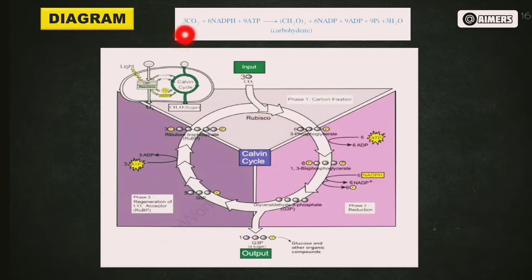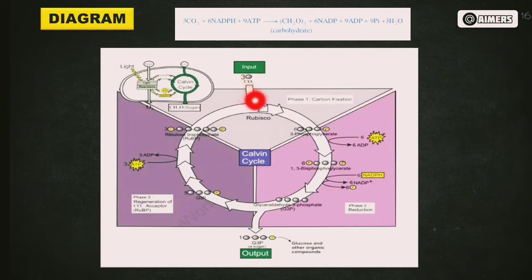Firstly, look at the equation. We use 3 molecules of carbon dioxide. We use 6 NADPH and we use 9 ATP. The product was CH2O, and whole 3. That means it is a triose in nature because it contains 3 carbon atoms, and then 6 NADP. Here must be 6 NADP plus because NADPH lost electrons too. Okay, and whenever there is loss of electrons, there is positive charge. So you will write it as 6 NADP plus and 9 ADP, 9 inorganic phosphates and 3 water molecules, which were produced in the step of reduction.